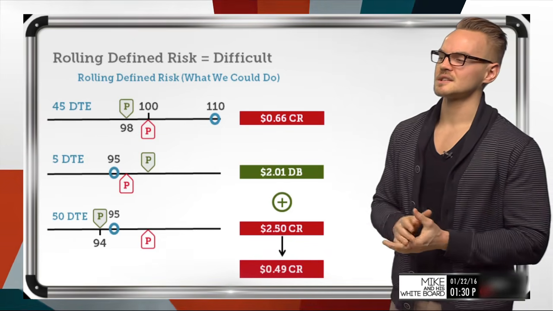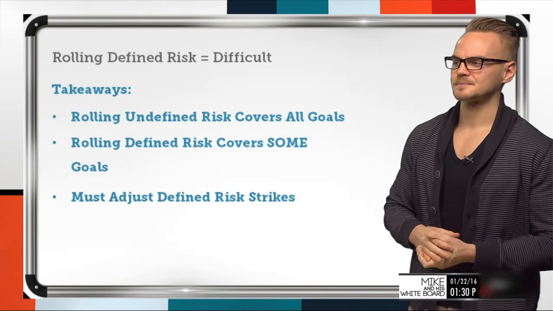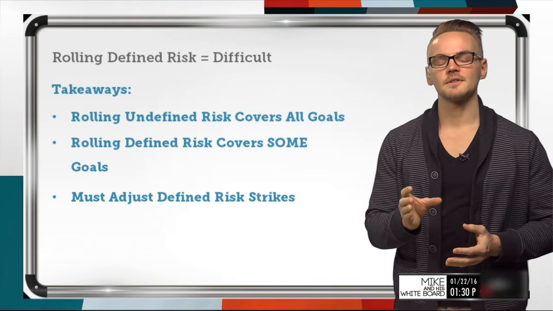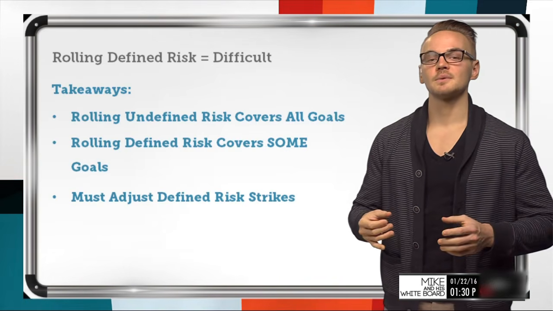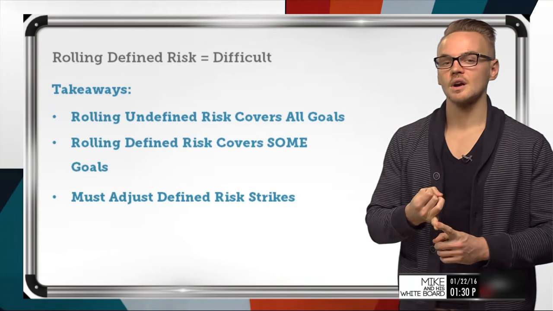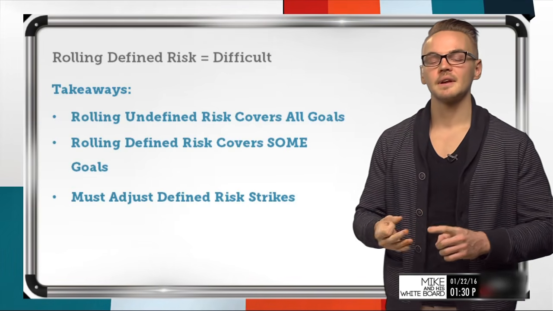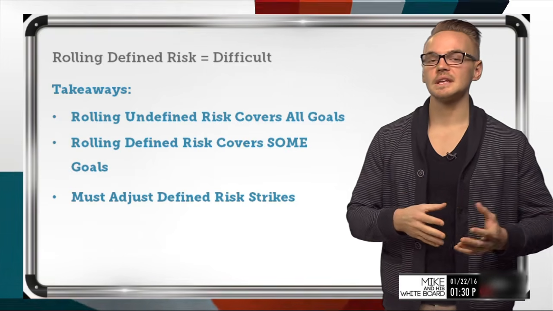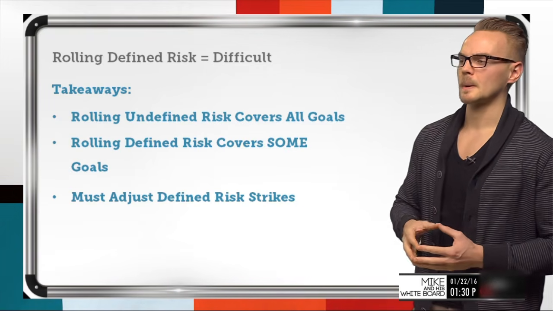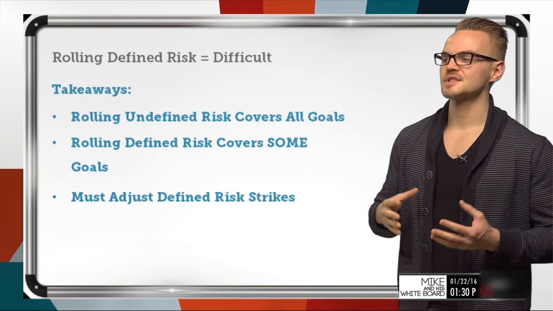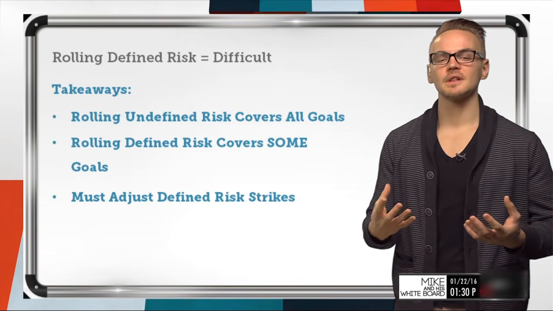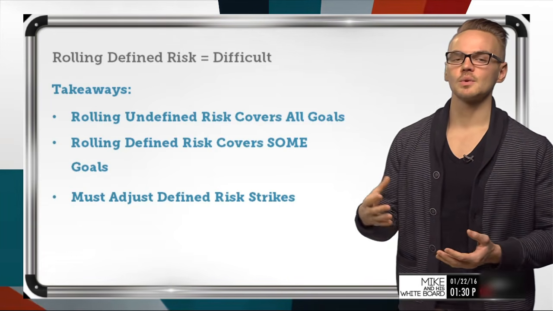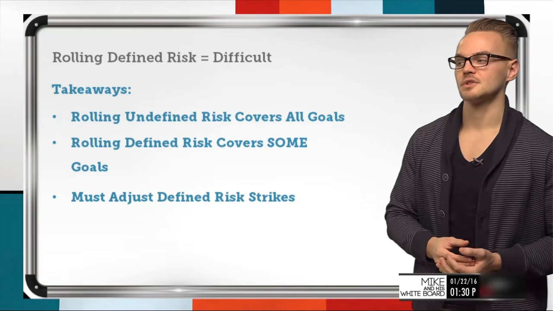So let's wrap this all together with some takeaways here. Rolling undefined risk covers all of our goals. As you saw in the first example, rolling undefined risk allows us to reduce our cost basis, keep the dream alive, and increase our profit potential and move our break even further down, which is what we're looking for. Rolling defined risk covers some of the goals. Yes, we can keep our dream alive, but we're not going to be able to normally do it for a debit, which is going to hurt our original profit potential.